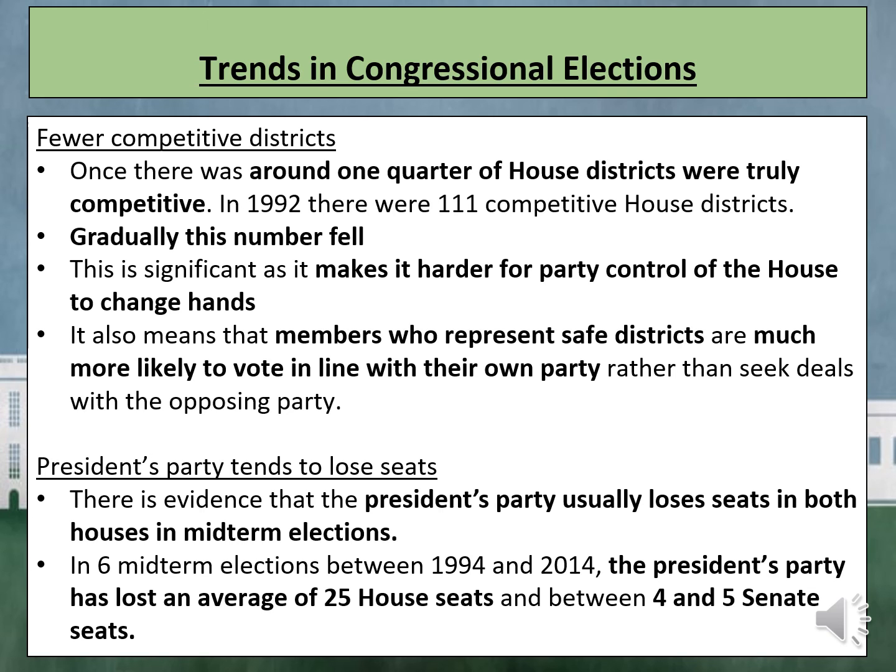Lastly, there is the trend that the president's party tends to lose seats. There is evidence that the president's party usually loses seats in both houses in the midterm elections. In 6 midterm elections between 1994 and 2014, the president's party has lost an average of 25 House seats and between 4 to 5 Senate seats. This is because if a president has had a positive effect for his party in the presidential election 2 years before, it is likely that his party's House candidates, now devoid of his presence on the ticket, will do less well. Voters often see the midterm elections as a chance to express their disappointment or disapproval with the president's previous 2 or 6 years in office.